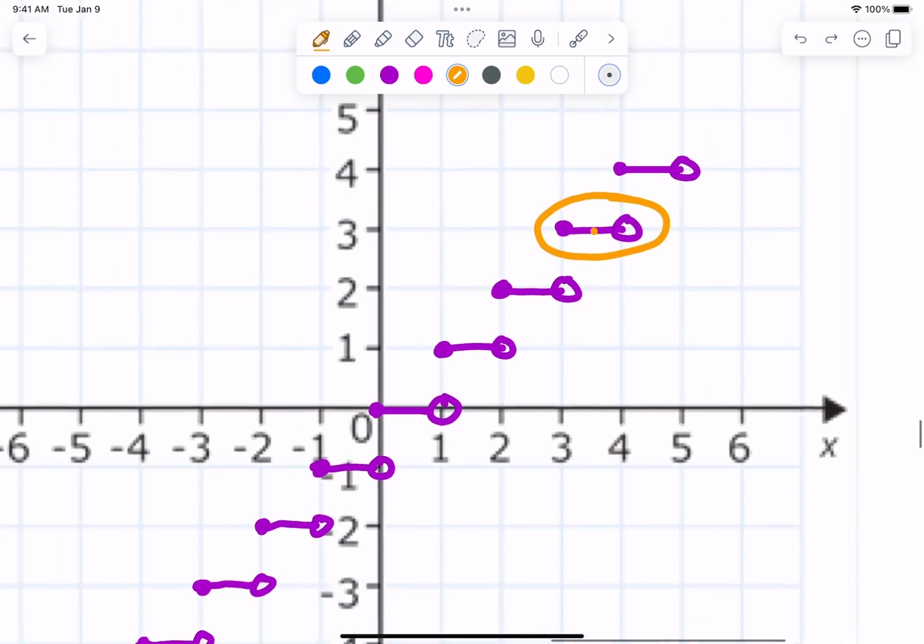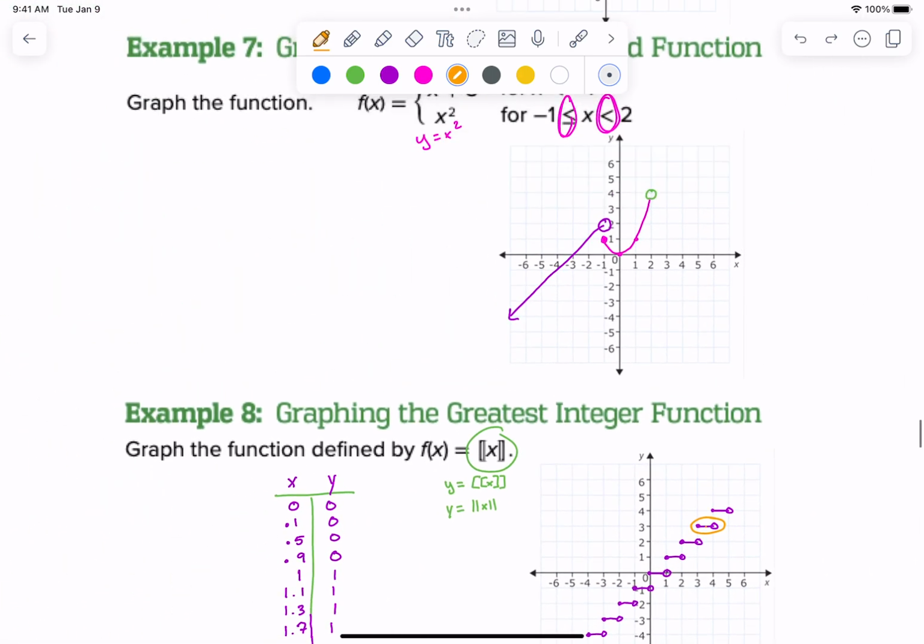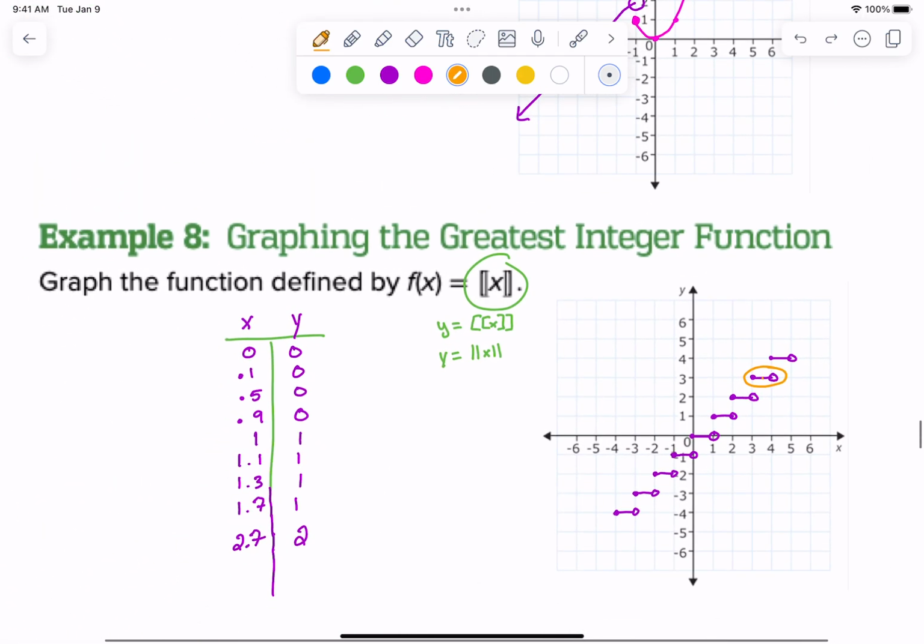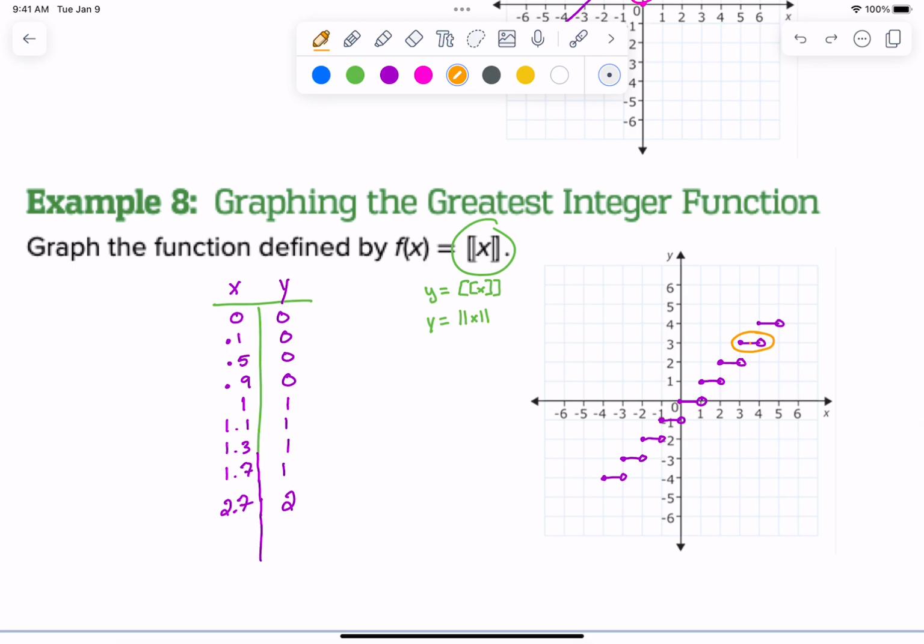Can you go back to the last graph? Sure. The last graph? Like the X and Y. X and Y, I just made those numbers up. But anyway, all of the numbers always round down.